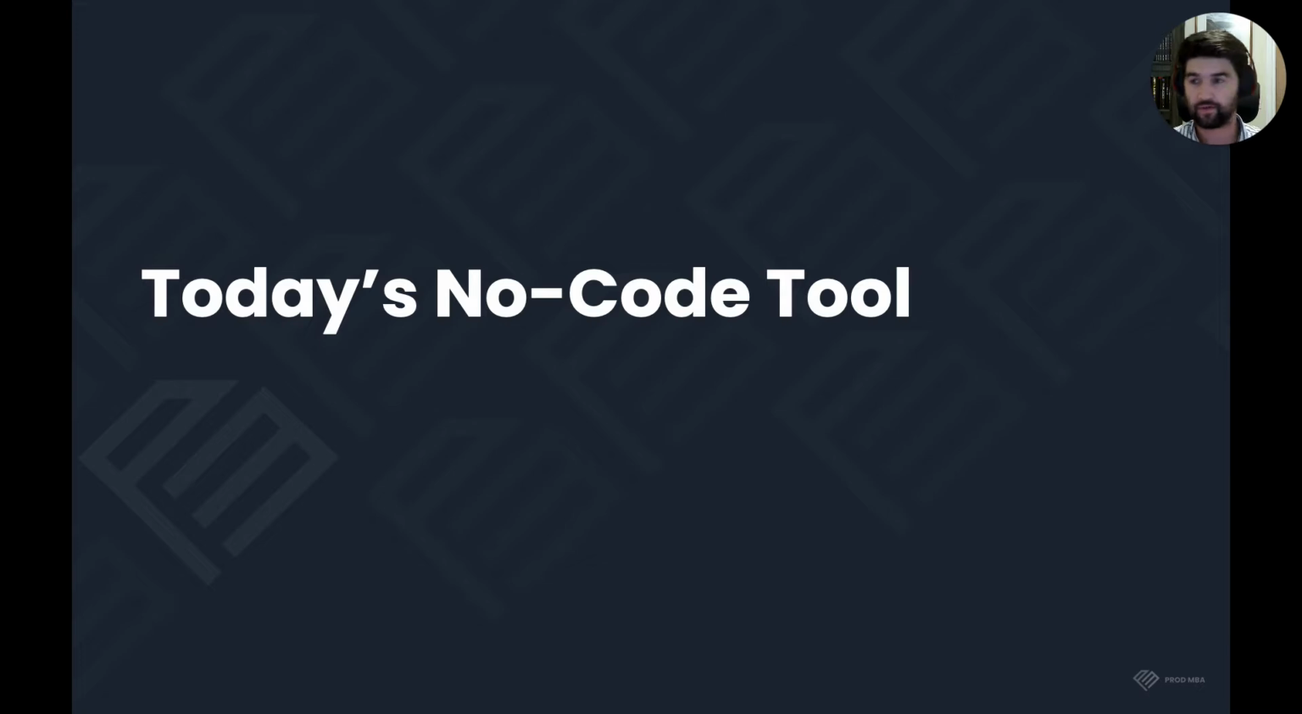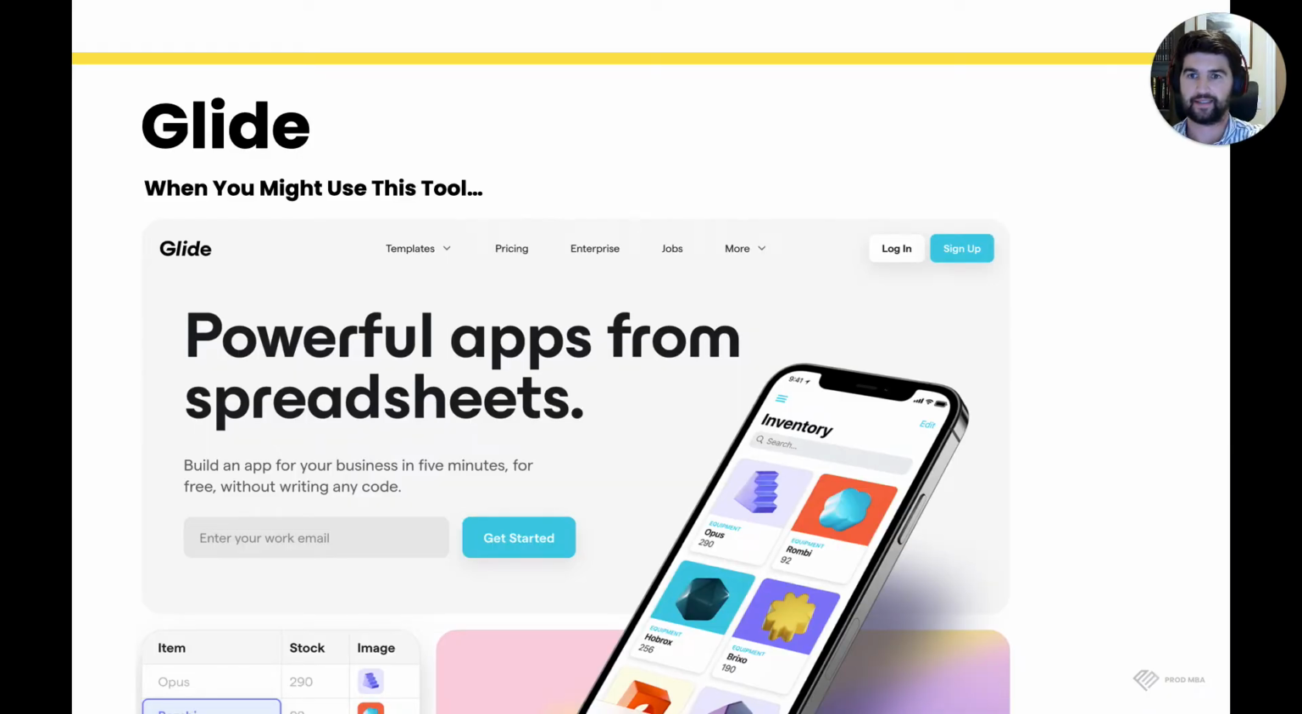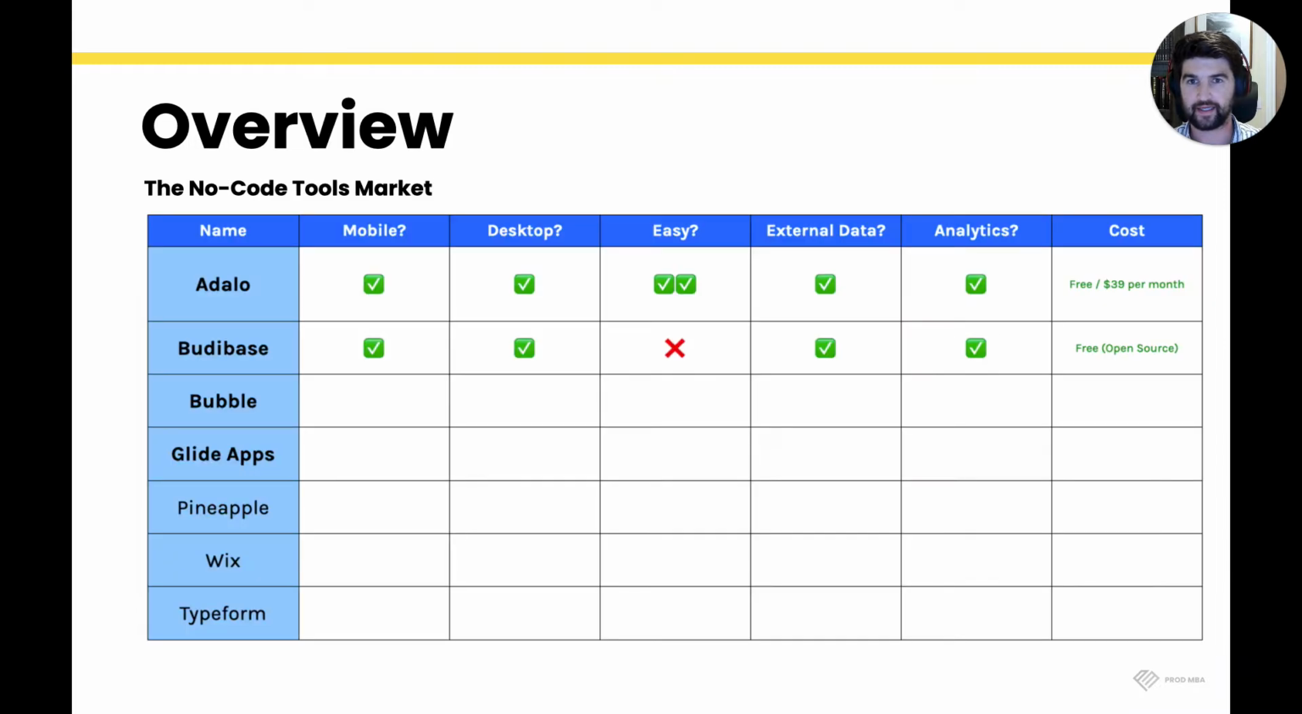Today's no-code tool is going to be Glide. Glide is a super simple no-code app where we can actually build an application just from a spreadsheet. So I'm excited about testing this one out.